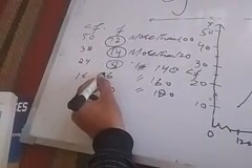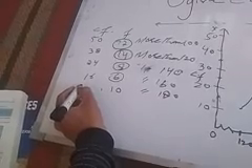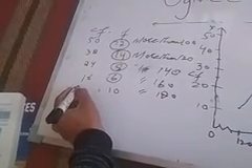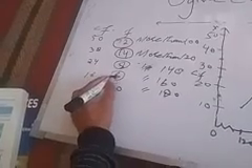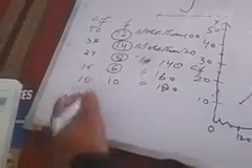And when I say more than 180, that means you have to include only this 6 as well. So you will get 10.